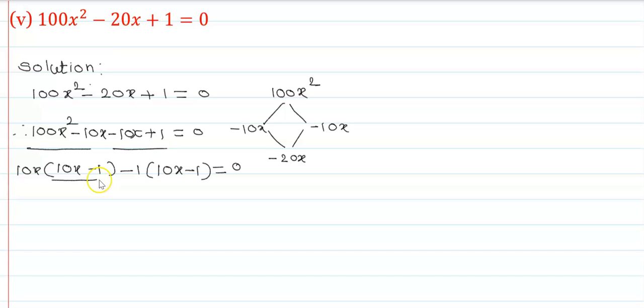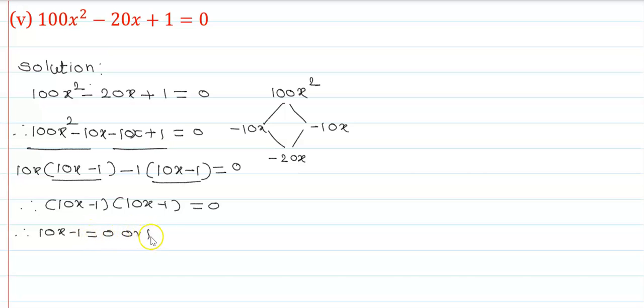Again, 10x minus 1 in the first bracket, 10x minus 1 here in the second bracket. Take 10x minus 1 as a common, and then here you will get 10x minus 1. Okay, it's a bracket square. It's a perfect square. Therefore, 10x minus 1 is equal to 0, or 10x minus 1 is equal to 0.